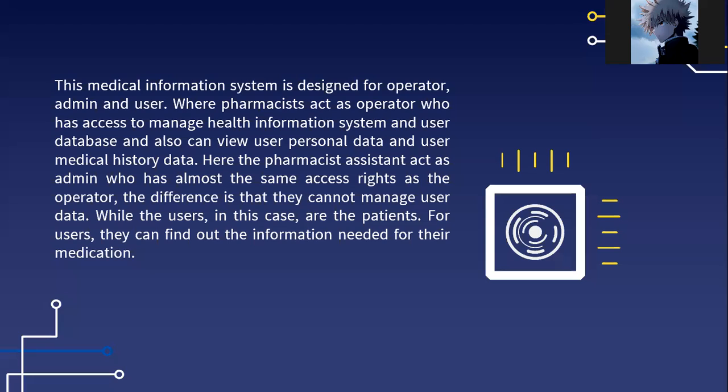This medical information system is designed for operator, admin, and user, where pharmacists act as operator who has access to manage health information system and user database, and also can view user personal data and user medical history data. Here, the pharmacist assistant acts as admin, who has almost the same access right as the operator. The difference is that they cannot manage user data, while the users in this case are the patient. For users, they can find out the information needed for their medication.